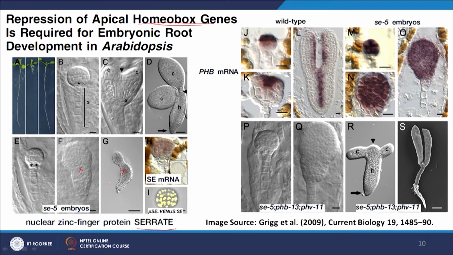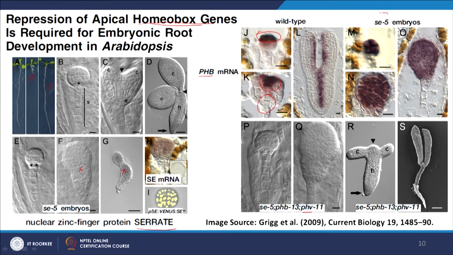What does it mean? It means that somehow they are genetically interacting and they are basically suppressing the phenotype of the serrate mutant. How does this happen? If you look at the expression pattern of this Homeobox gene fabulosa, you can clearly see it is very asymmetrically expressed or localized. It is only present in the apical domain, it is not present in the basal domain or root apical meristem domain. This is important. So this gene has to be repressed in the root apical meristem for proper meristem function.